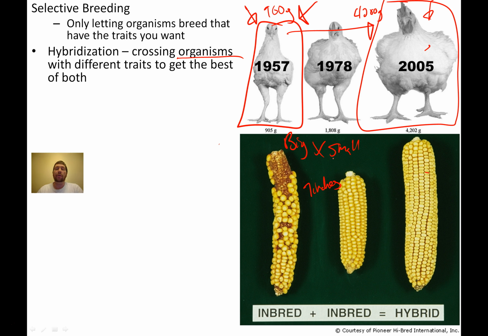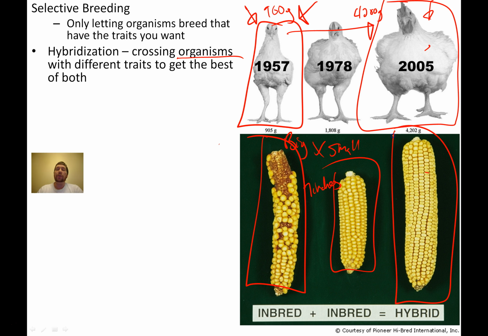They crossed the varieties of corn that made big ears with ones that had small ears, and what they were hoping to do was make a variety of corn that would make big ears, so it would have the trait of this parent, and then it would fill in that ear completely, so it would have the trait of that parent. And that's exactly what happened. So that's hybridization. Hybridization is when you cross organisms with different traits and you're trying to get the best of both.